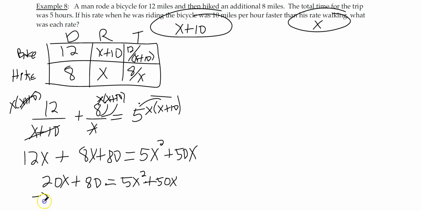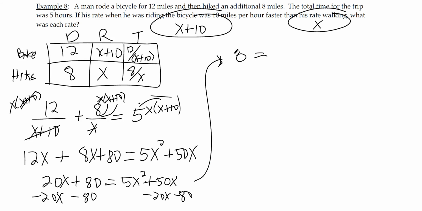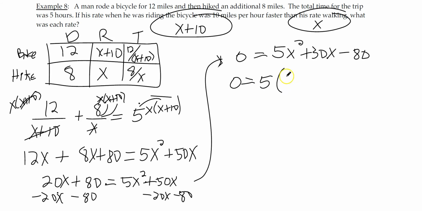So if I subtract the 20x and subtract the 80, I get 5x squared plus 30x minus 80. Okay, now this does factor. First off, we can pull out a 5 as a greatest common factor. x squared plus 6x minus 16. That definitely makes it easier to factor the trinomial.